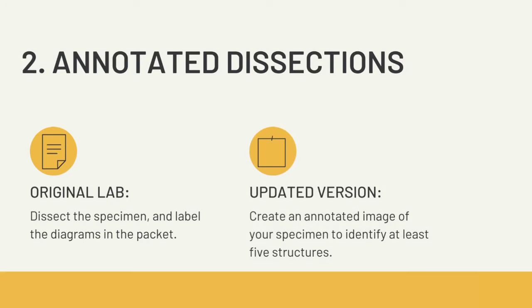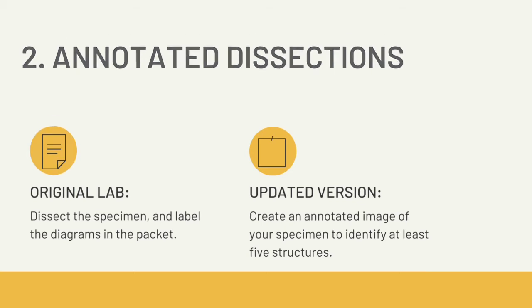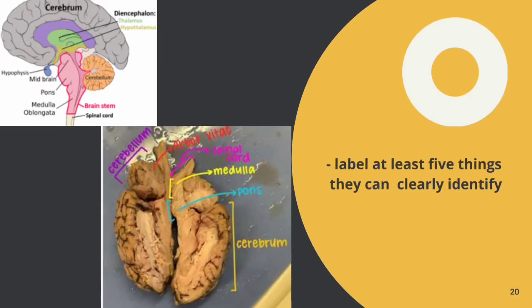Second, annotated dissections. Original lab: dissect the specimen and label the diagrams in the packet. Updated version: create an annotated image of your specimen to identify at least 5 structures. Instead of labeling a stock photo of the brain with arrows pointing out specific structures, have students take a picture of the specimen at their table and label at least 5 things they can clearly identify. Tell the students to be prepared to explain how they know what they are pointing out.